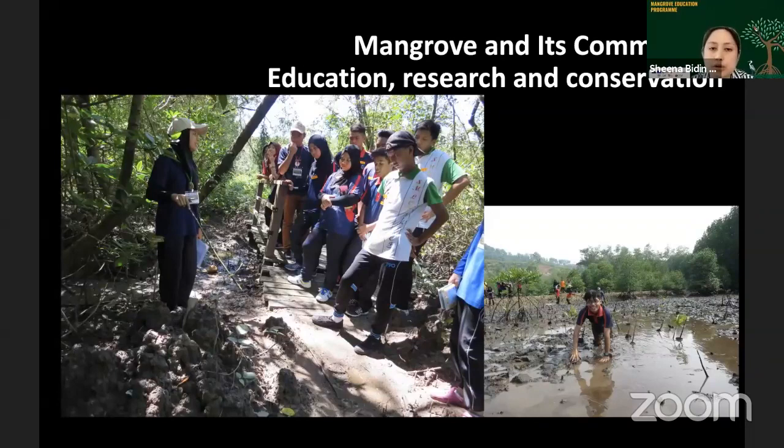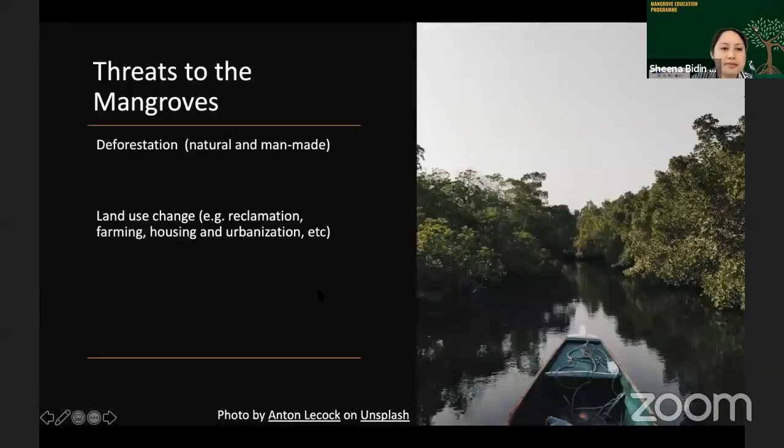Okay. And the mangrove area also provides us a place to do education, research, and also conservation. In fact, we do a lot of programs, such as planting programs, in the mangrove area. All right. So that is the importance of mangroves to people. But of course, mangroves are also threatened now by deforestation, natural or man-made. And there are also threats in terms of land use change, reclamation of mangrove area for farming, to build houses, and urbanization. So those are all threats to mangroves, yeah.